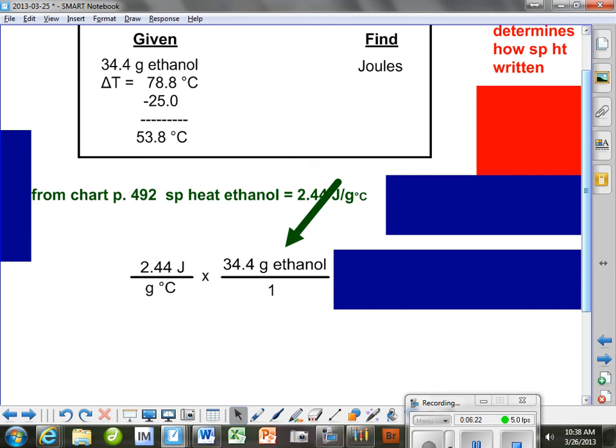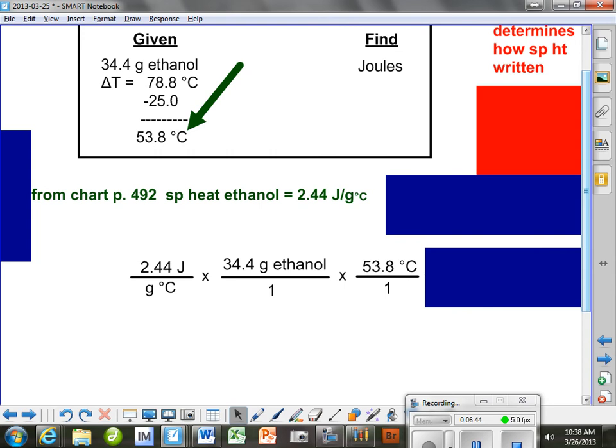Okay, and Annabelle, you get to tell me what the next fraction is. This is what we're going to put with our fraction, and is that 53.8 degrees centigrade going to be top or bottom? It's going to be on the top. Good. What's on the bottom of the fraction? A 1. Again, very well done. Okay, so that's our 3 fractions.